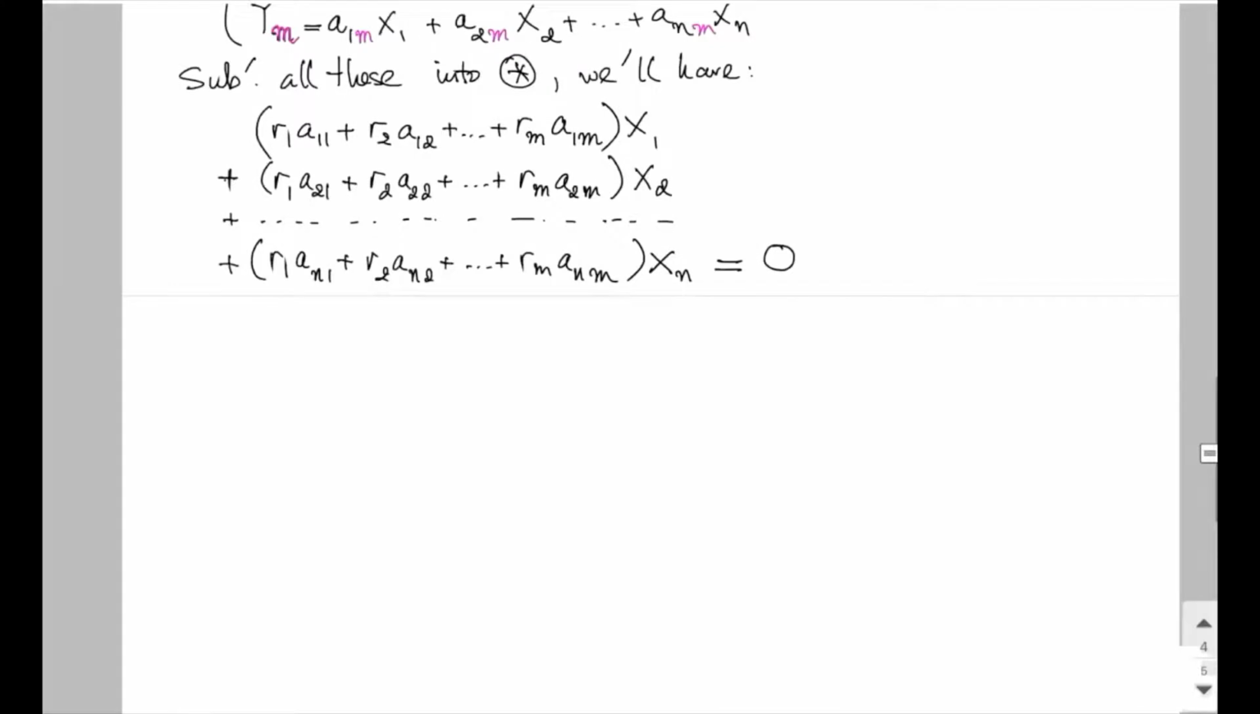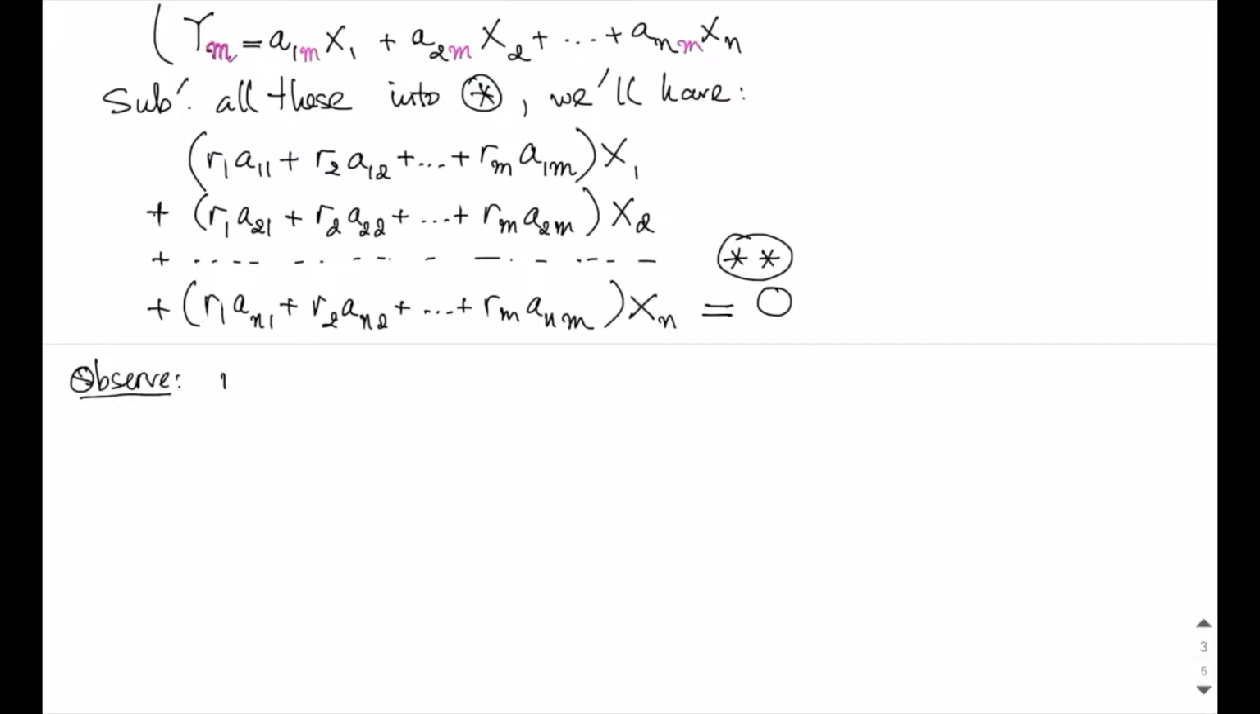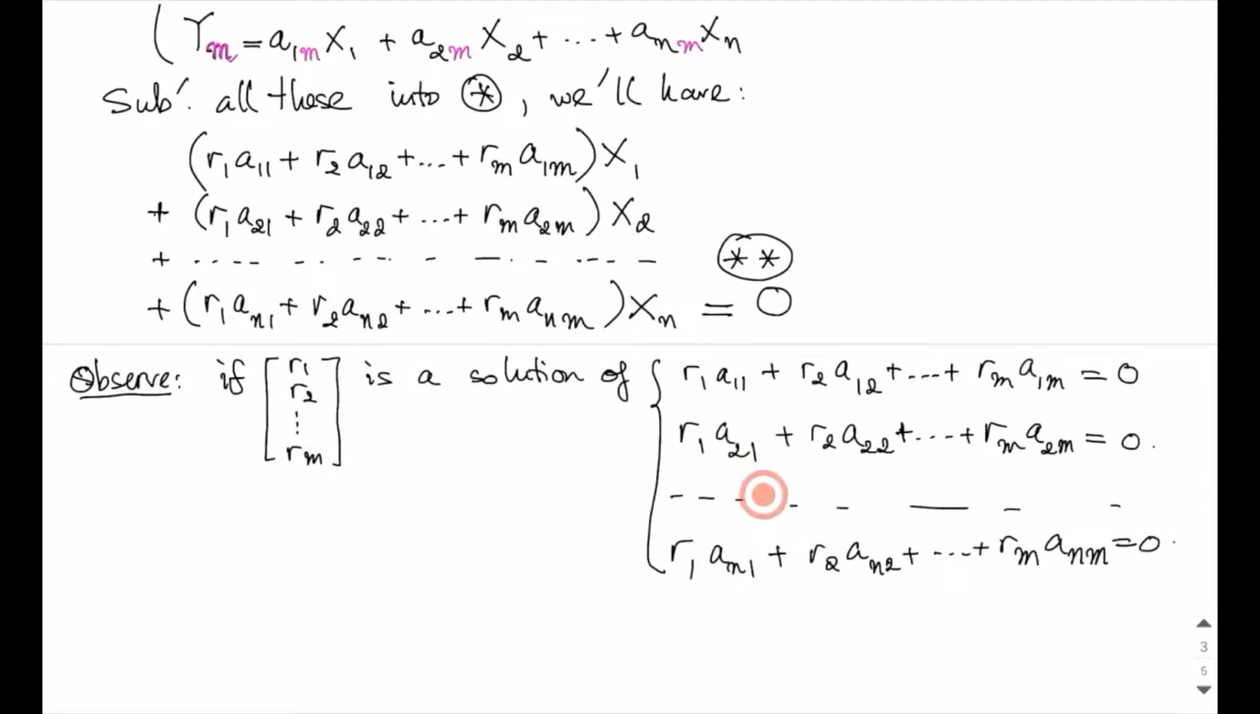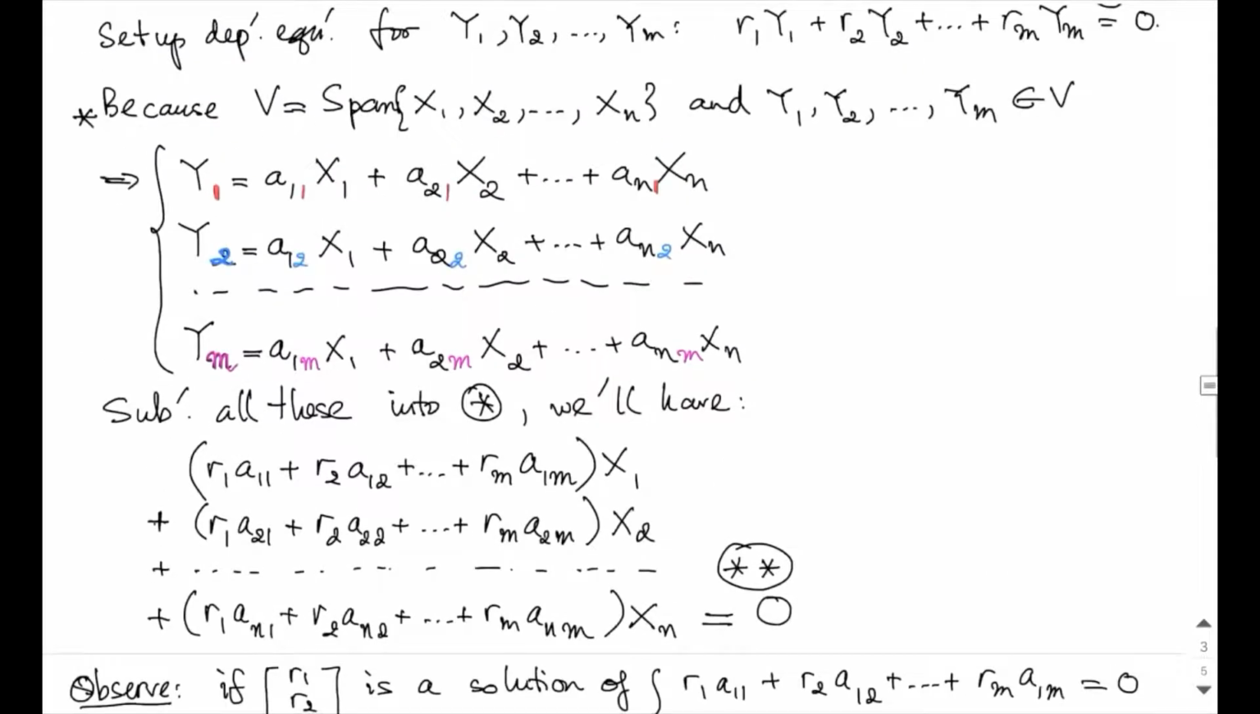All right, so next we observe that if R1, R2, Rm is a solution of the following system, then it automatically is a solution for double star, and so automatically it is going to be a solution for star. So there is a connection between being a solution for the system and being a solution for the dependency equation of y1, y2, and yn.